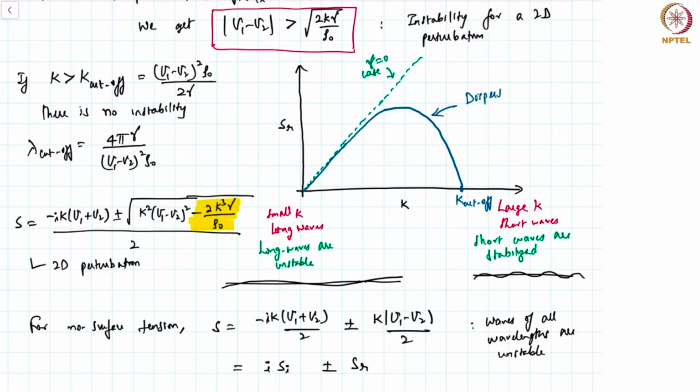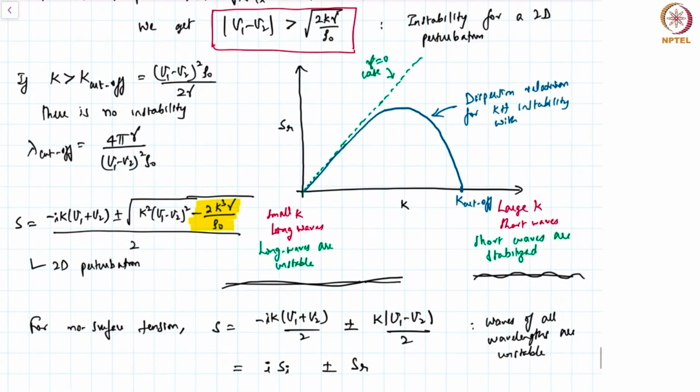So this is the dispersion relation for KH instability with surface tension gamma. Surface tension basically provides a cutoff where it stabilizes the large K limit, so short waves are stabilized by surface tension. That's not surprising because if you see the little sketch that I have made here, compared to the long wave case, the moment you create tiny undulations, you are essentially increasing the surface area, and therefore surface tension effects become more important, right?